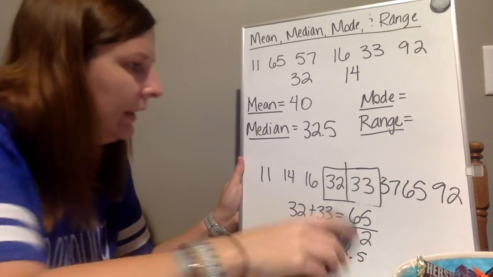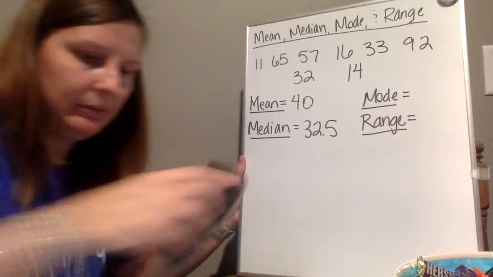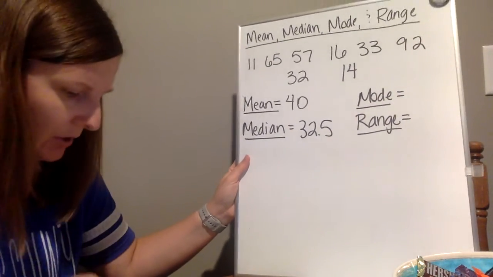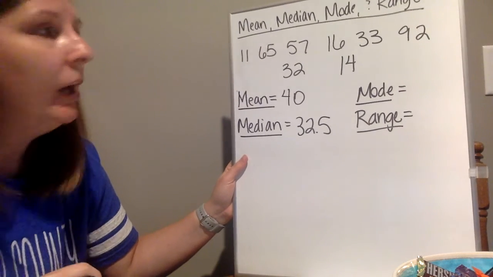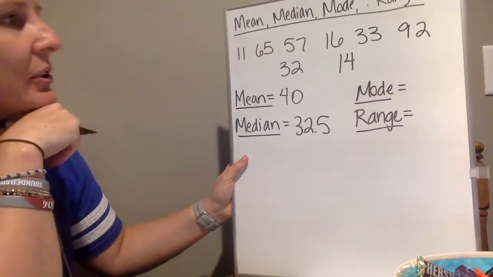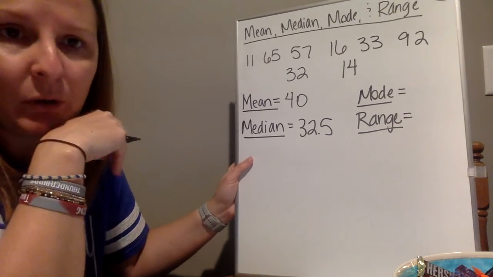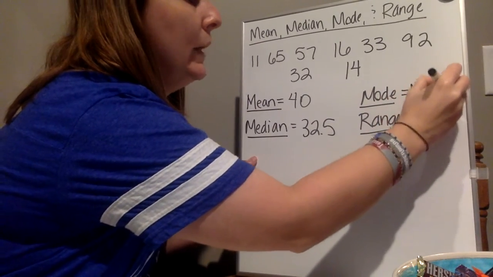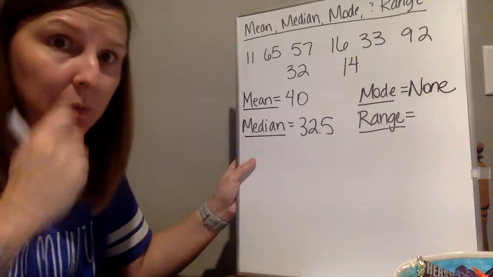Now I'm going to erase this. We're going to move on to mode. If you remember, mode is the number that occurs most often. We're just going to look at our numbers and see which one occurs the most. In this case, none of them are repeated, so in this one, we don't have a mode. I'm going to write none, because none of our numbers are repeated.